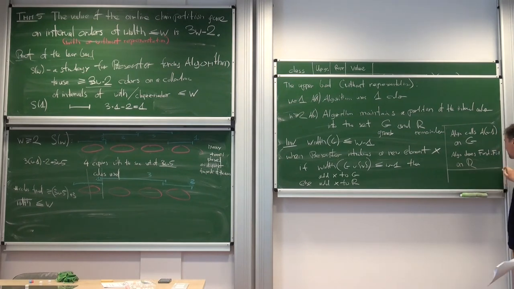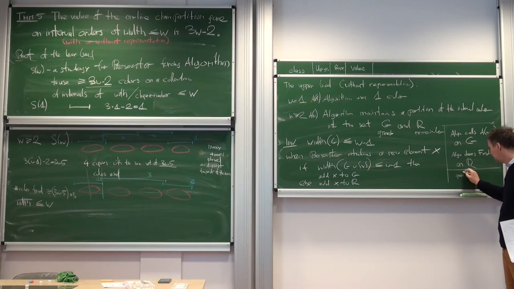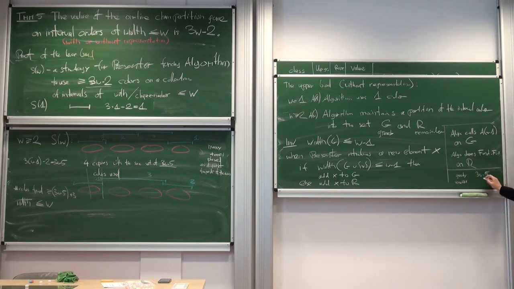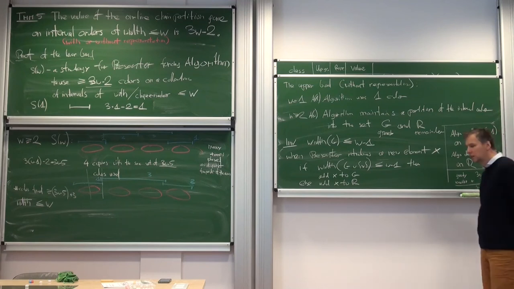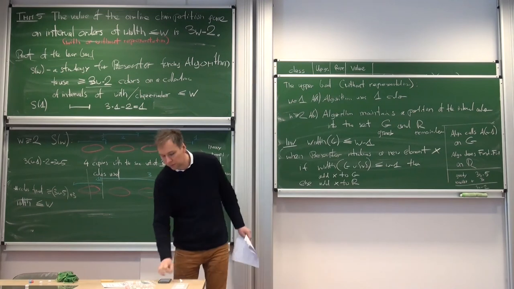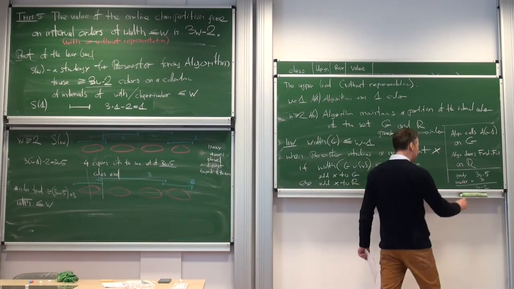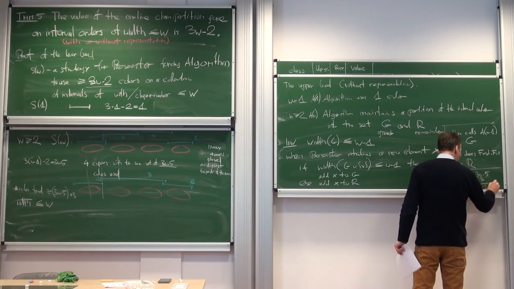And now the count is simple, yes? On the greedy part, the algorithm calls AW minus 1, and by induction the number of colors is at most 3W minus 5. So all we need to do is to show that on the remainder, using First Fit, the algorithm uses just 3. Yeah? And then in total, it will be 3W minus 2 as required. So all we need to do is to show that First Fit uses just 3 colors on the remainder.